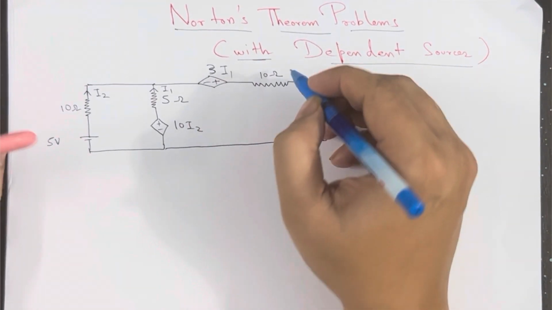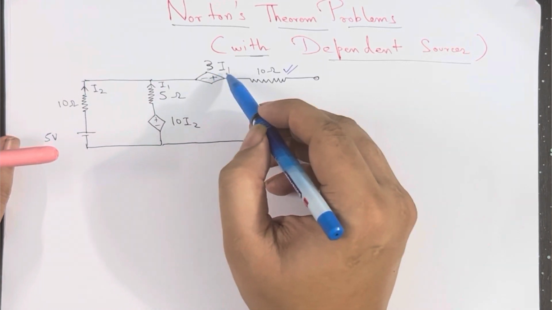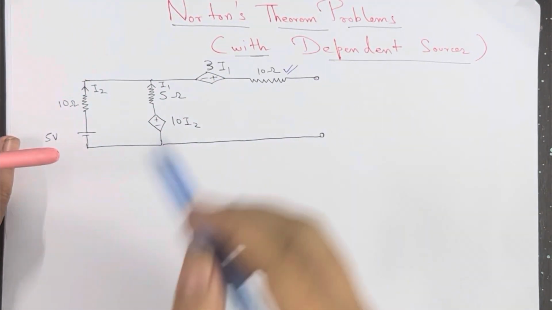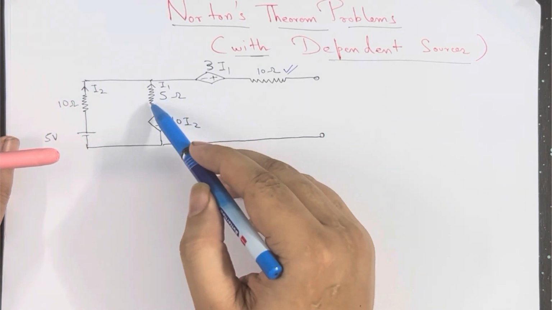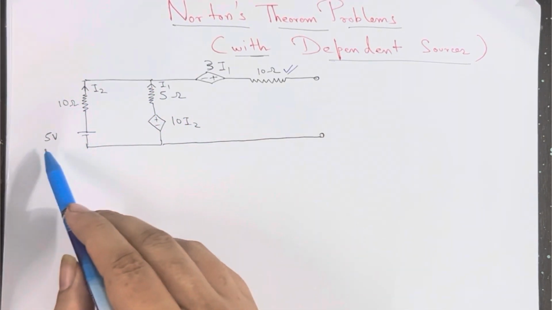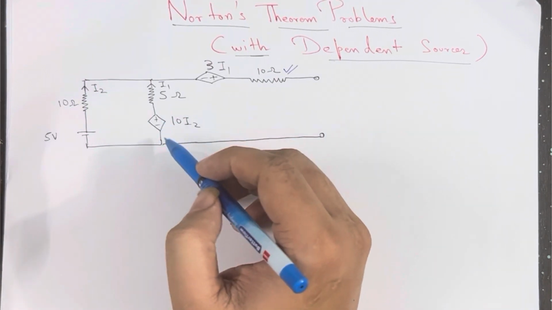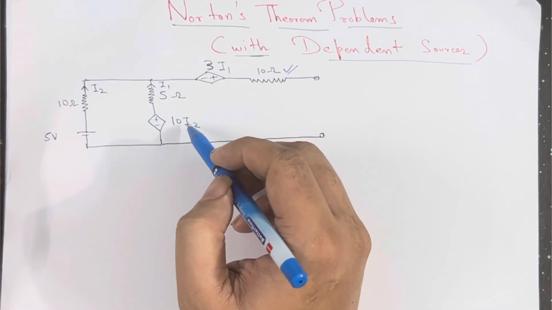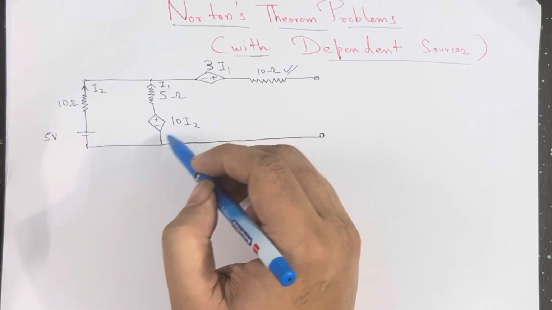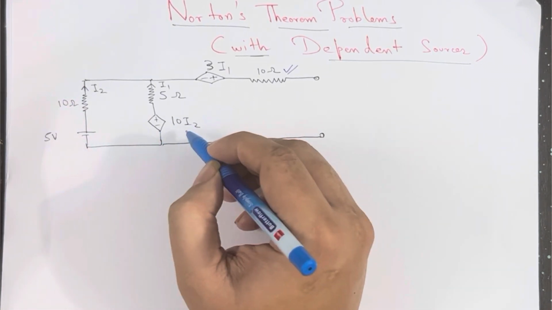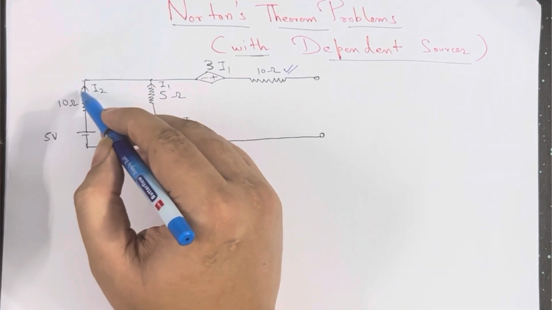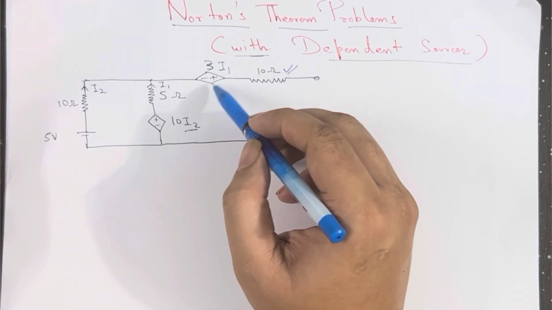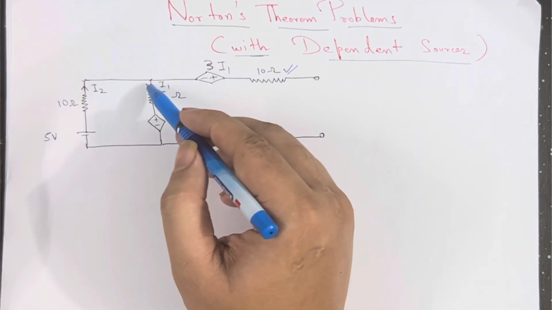You can check. We have a 10 ohm resistance over here. We have a 3I dependent voltage source over here. We have 5 ohms resistance over here, 10 ohm resistance over here, a 5 volt independent source over here, and one 10 I2 current dependent potential source over here. So this potential value depends on I2, which is present over here in this direction, and this dependent source depends on I1, which is this branch current.